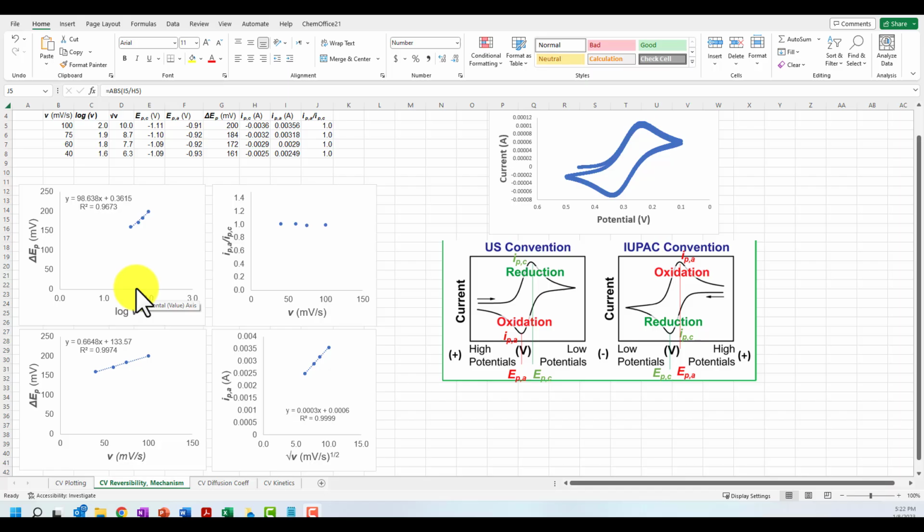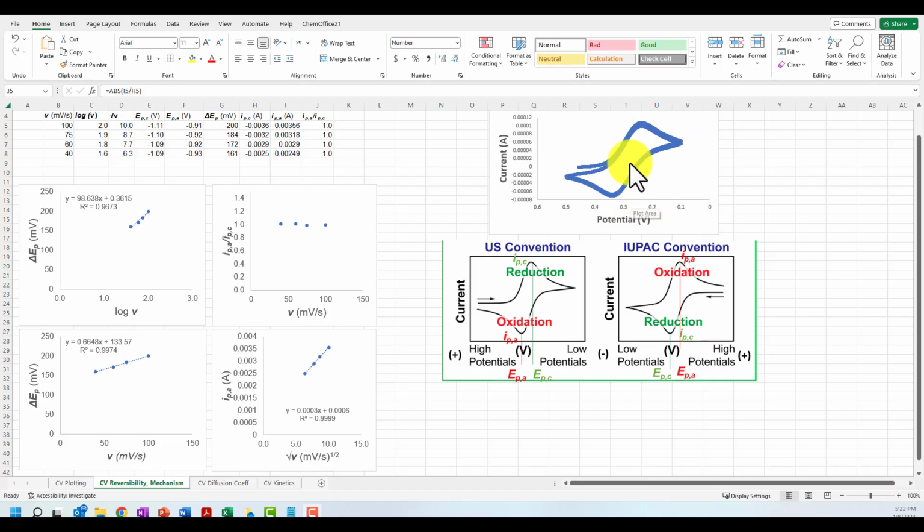The other aspect of reversibility has to do with the symmetry of this plot. So in this case, the current in the cathodic direction up here is very, very similar and symmetric to the current in the anodic direction, which means whatever gets reduced, almost equal amounts of it then gets reoxidized as we turn around and start sweeping the other direction.